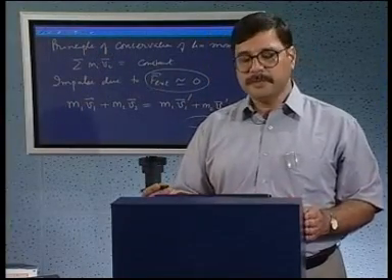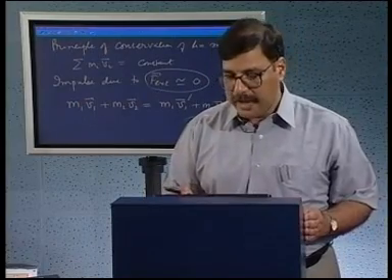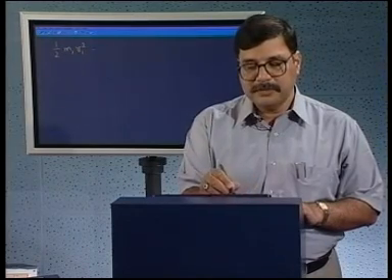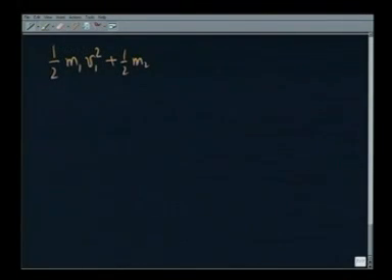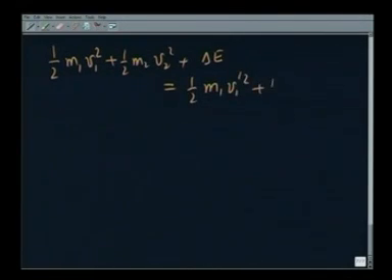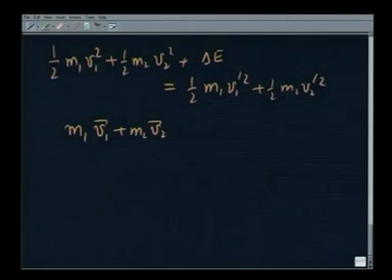So, we are taking the simplest possible scenario of two particle collisions and getting two conservation principles. The energy is conserved. Therefore, this equation must hold: 1/2 m1 v1 prime square plus 1/2 m2 v2 prime square, and the other equation that should hold is m1 v1 plus m2 v2 is equal to m1 v1 prime plus m2 v2 prime.